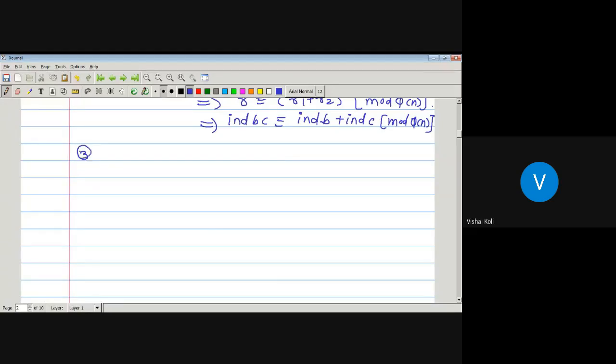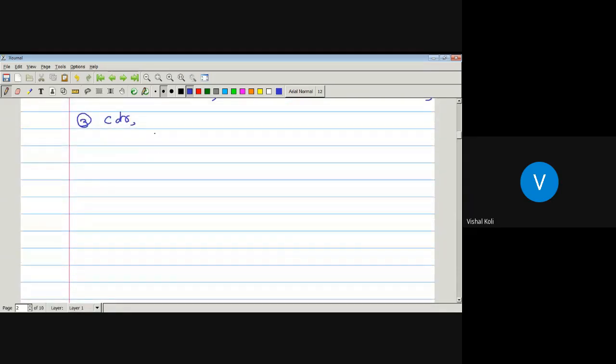Now the third one. In the third one, we have to prove that index of b raised to k is congruent to k into index of b modulo phi of n. So consider index of b to the power k, which can be written as b into b and so on, b into b, k times.